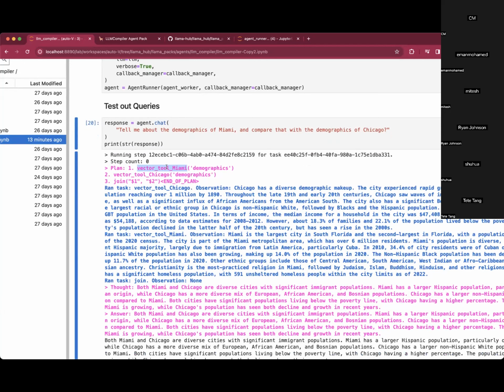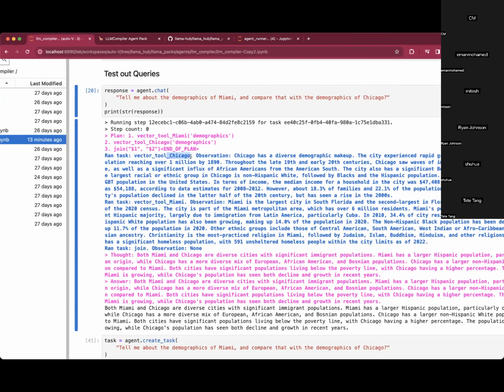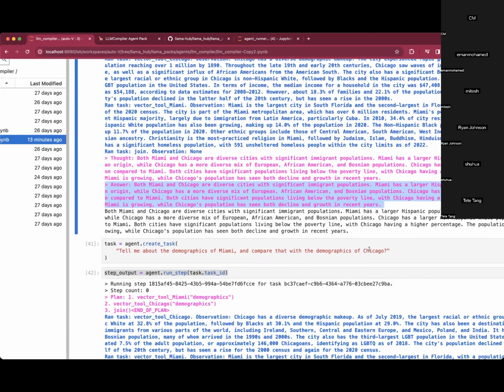And because these two are parallel, there's an algorithm in there that identifies dependencies between the graphs. Then it executes the two in parallel. You can see that here because they're executing out of order. It looks at vector tool Chicago, vector tool Miami, thought: both of these are diverse cities, and answer. You can look at the response from both of these.